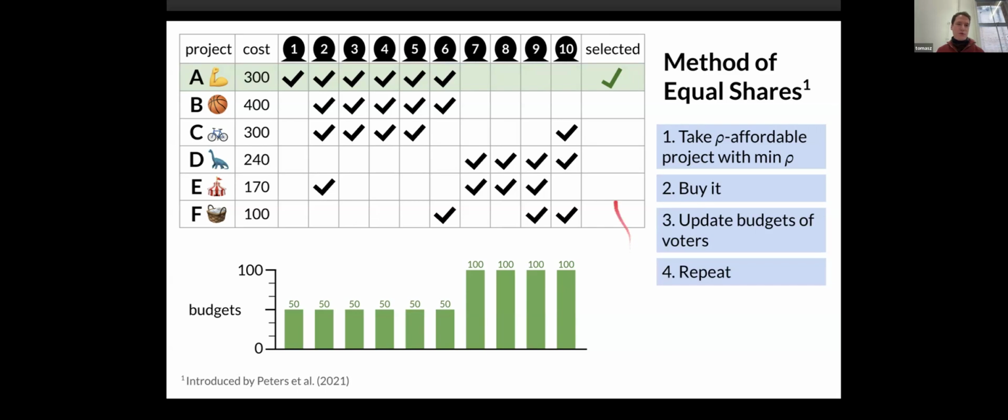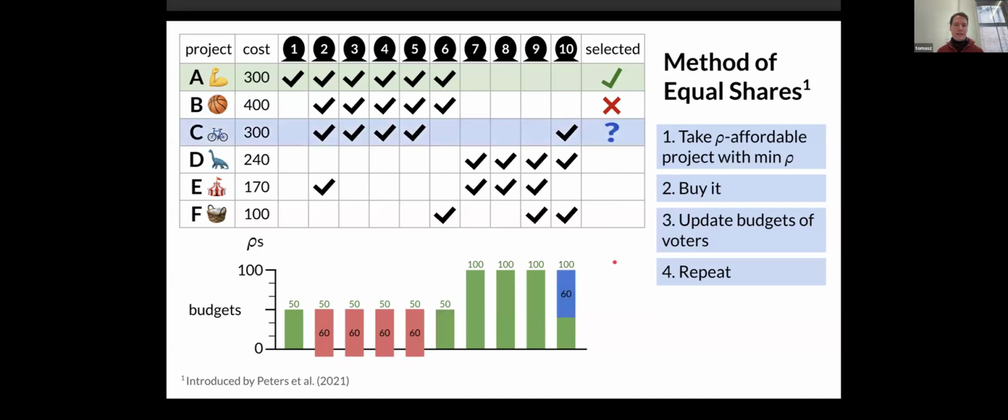So in the first round, we selected project A, and now in the second round, things get a bit more interesting because, for example, we can see that we can no longer afford project B. Because the supporters of this project, voters 2, 3, 4, 5, and 6, only have 50 each. And in order to cover this 400, they would have to pay 80. That's too much. And we know that during this process, they will not get more money. So we know that we will never buy this project anymore, and we can just cross it out from the list.